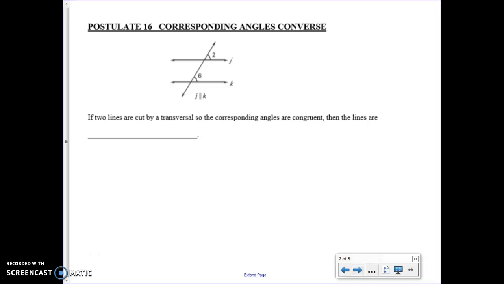Our first one, our corresponding angles converse. We knew that if two lines were parallel, then the two corresponding angles were congruent. Today we're saying if we know the two corresponding angles are congruent, then we know the lines are parallel. So remember, all converse means is to switch the hypothesis and conclusion. So we just switched their places.